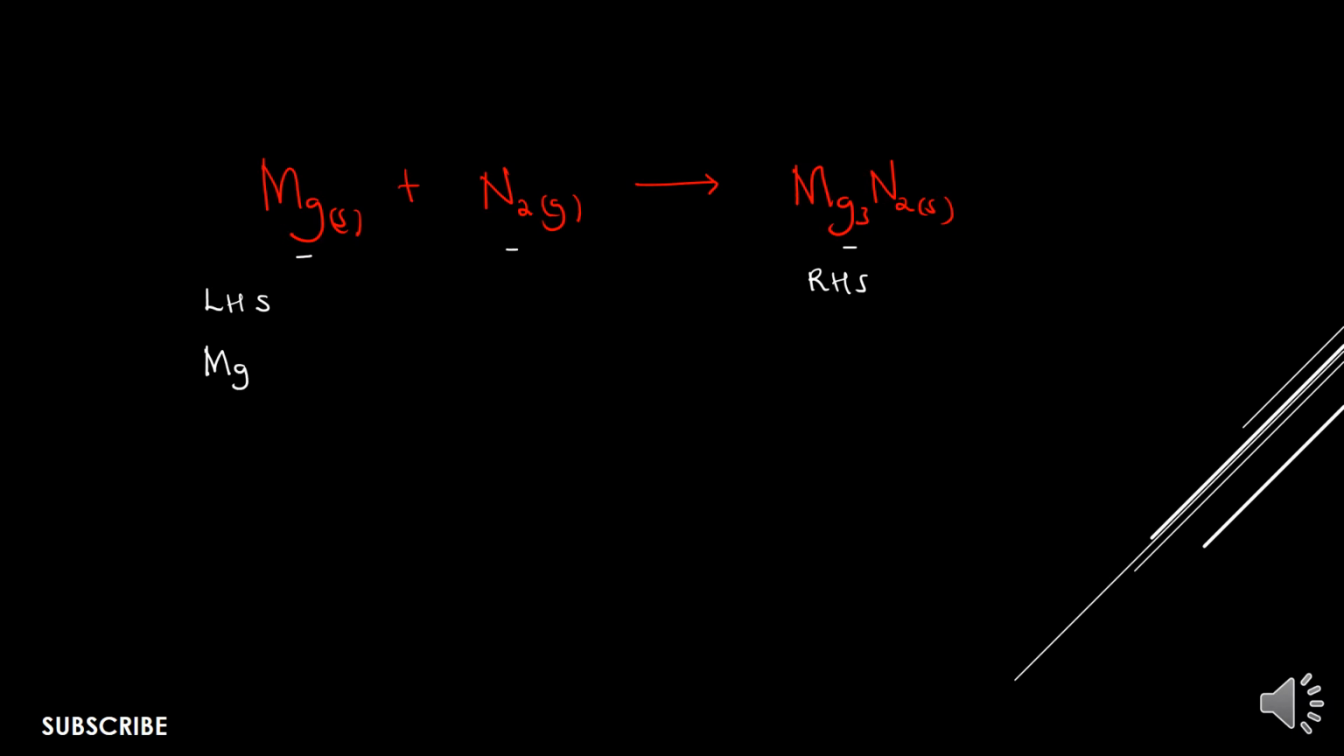Magnesium has one atom on the left hand side. However, on the right hand side, magnesium has three atoms. We have a 3 here, so these are 3 atoms of magnesium. When you look at nitrogen on our left hand side, we have 2 atoms of nitrogen. On our right hand side, we also have 2 atoms of nitrogen.